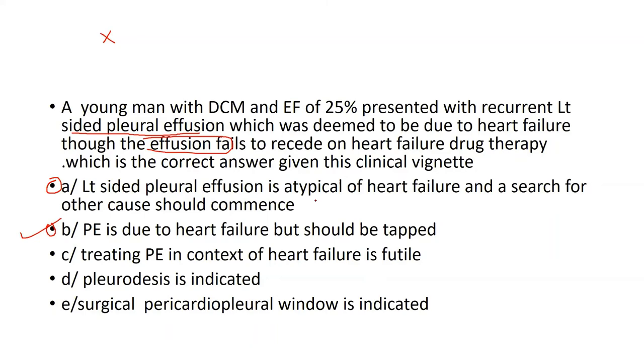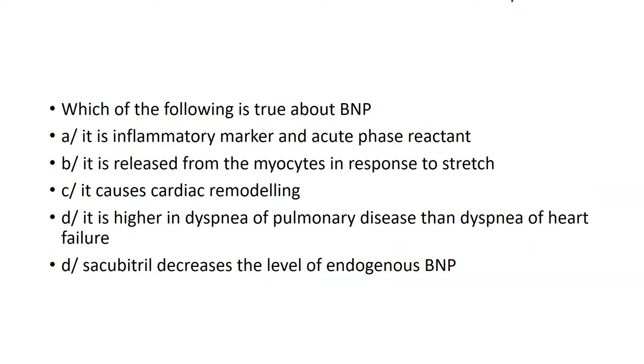Great. Which of the following is true about BNP, B-type natriuretic peptide? A: It's an inflammatory marker, an acute phase reactant. B: It is released from the myocyte in response to stretch. C: It causes cardiac remodeling. D: It's higher in dyspnea of pulmonary disease than dyspnea of heart failure. E: Sacubitril decreases the level of endogenous BNP.